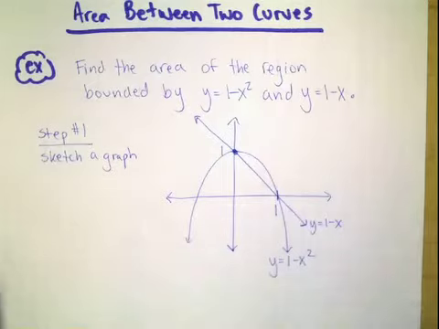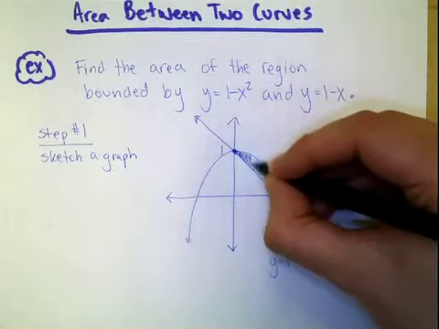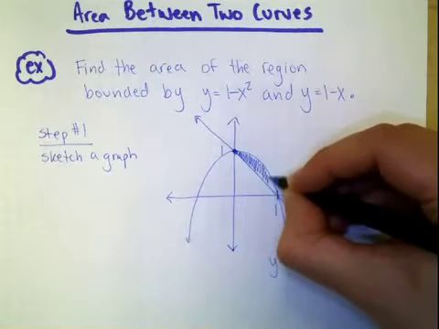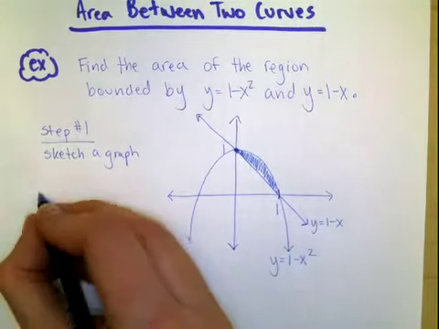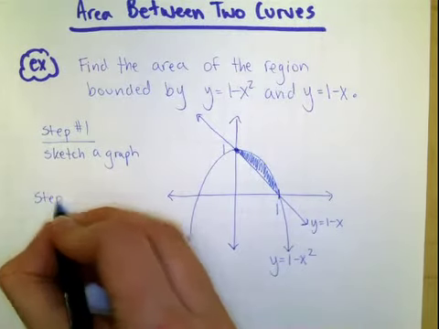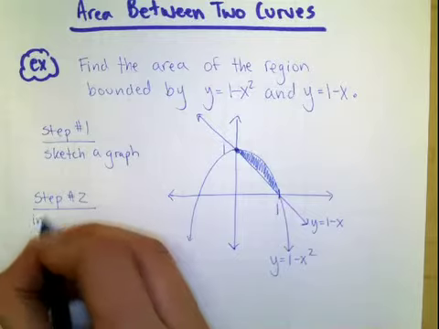So our big job was to find the area bounded between these two graphs, trapped in the middle here. Find this area. So I'm going to shade it in. So we have a perfect setup. We drew the graph, we labeled, we're ready to move on to step number 2. And step number 2 is going to be our setup. We're going to do our integral setup.